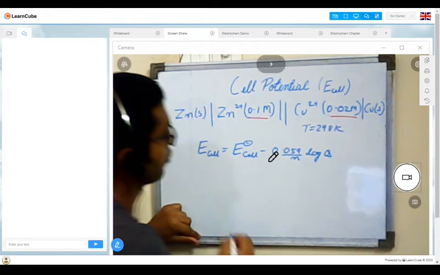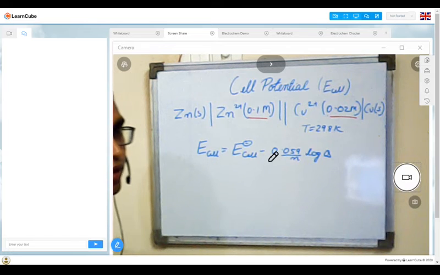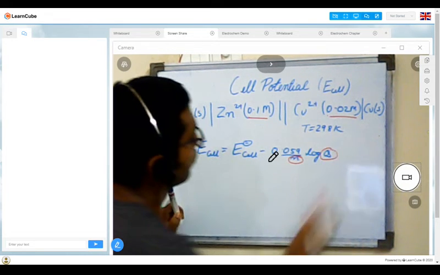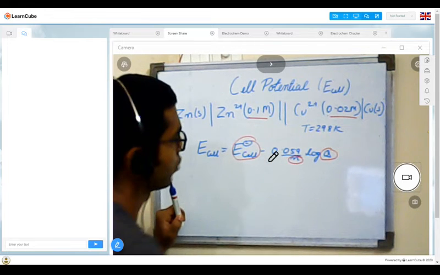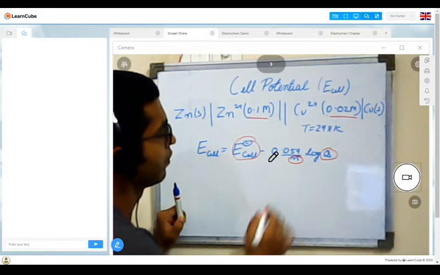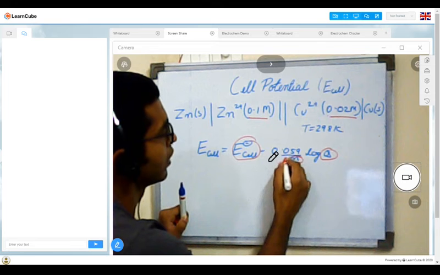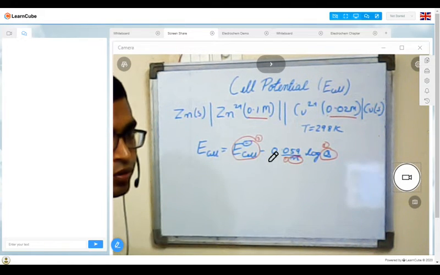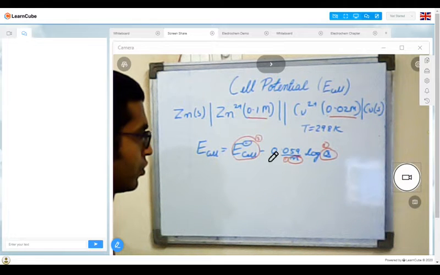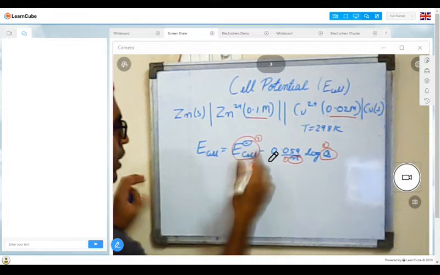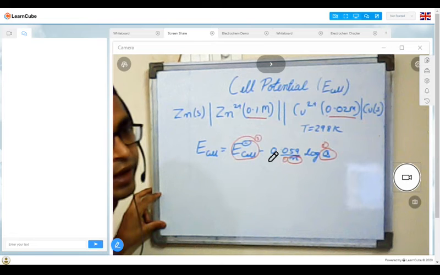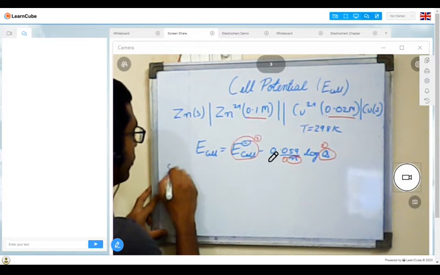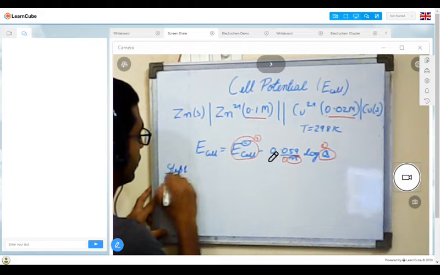So what things do you need to find out? You need to find out what is my n, what is my Q, and what is my E cell. So I will go stepwise. First I will find my n, then I will find my Q, and then I will find my E cell. So three steps. The first step is to find n. For this I need to write the cell reaction. You all know the cell reaction for the Daniell cell is simple. So step 1 is the cell reaction.